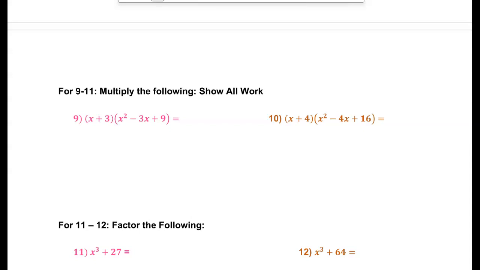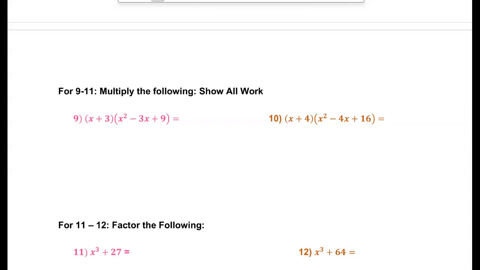With your partners, again, I'm going to pause the video for this. Could you please simplify number 9 and 10? Show all your work. So I want the quantity of x plus 3 times quantity of x squared minus 3x plus 9. I want to know what that is in simplest form. And I want to know x plus 4 times quantity x squared minus 4x plus 16.